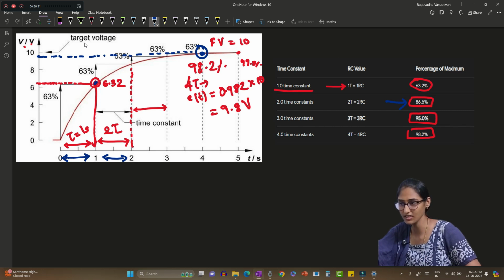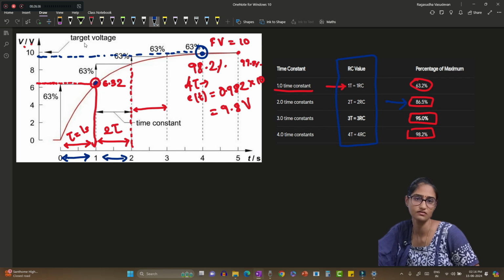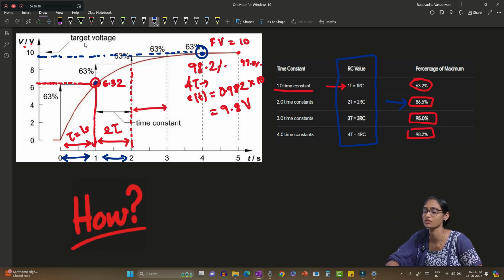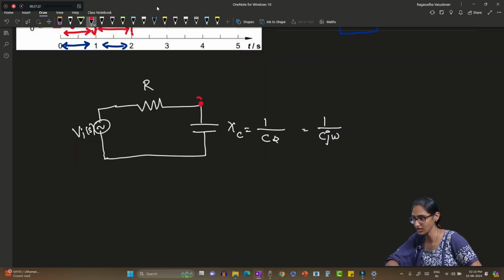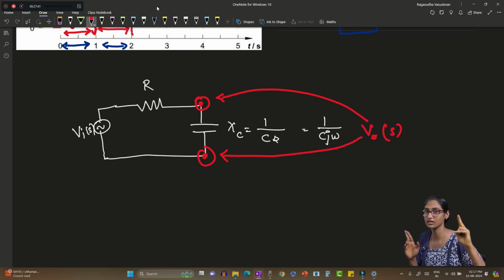Now we will understand the RC value here. Okay, time constant is equal to RC. How is that so? We are going to look at that with the help of an electrical system. We are measuring the voltage across the capacitor, and let us denote that as V0 of S. So I am putting the multimeter across the terminals of this capacitor and measuring the output voltage.